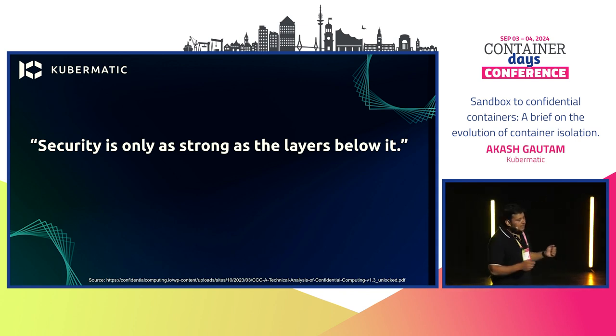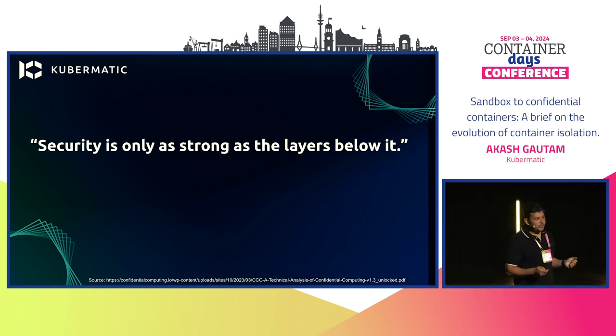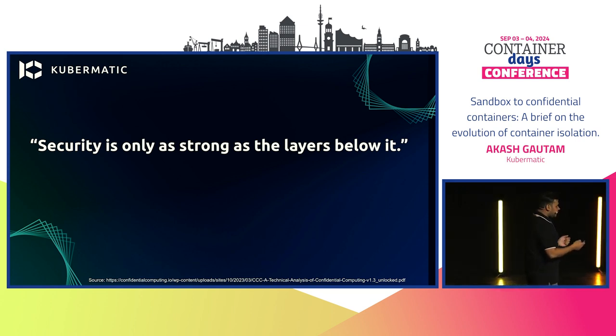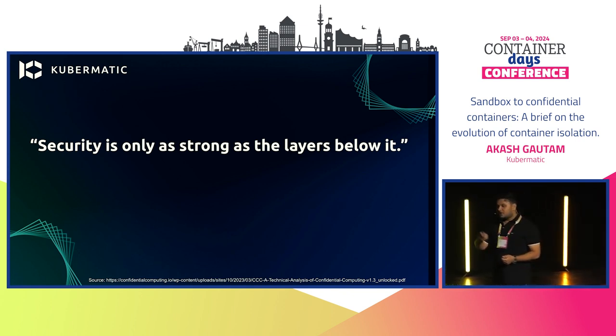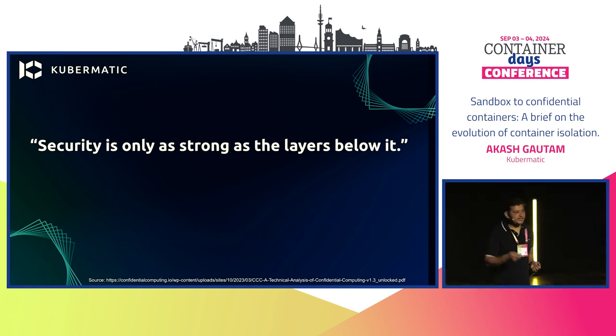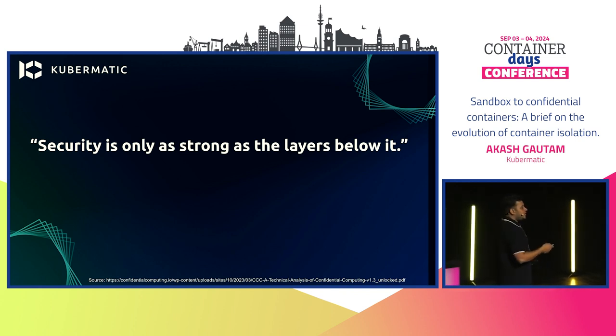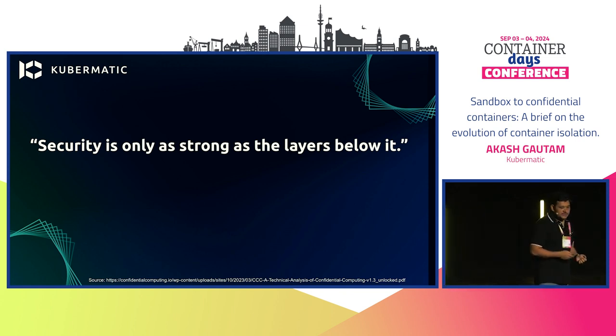That security is only as strong as the layers below it, meaning that security at any layer can be bypassed if the layer below it is compromised, right? So for maximizing security, we need to reduce the dependency. We need to reduce the entities that we put our trust on and go where we have minimum dependencies, which is all the way down to the hardware.